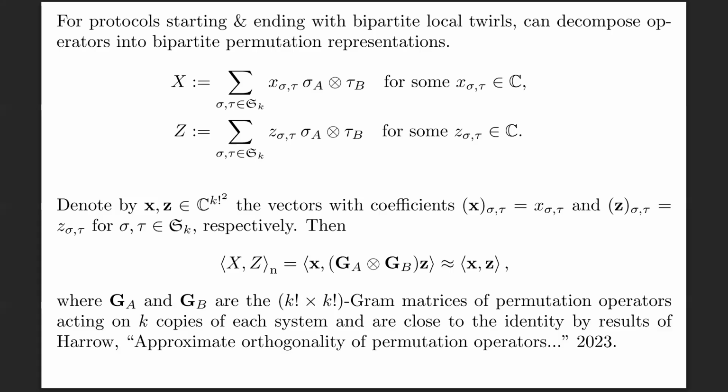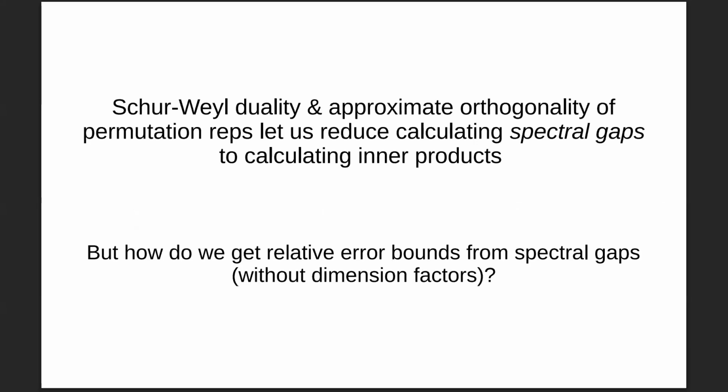And that's what allows us to say these G_A and G_B matrices are close to identity, and therefore, approximately, this is just the vector product. Crucially, that means we're forgetting all of the structure that was in those unitary irreps. We're only going to remember the k-fold permutation representations of operators. So we've reduced calculating the spectral gaps to calculating these inner products in an effectively much smaller space. It only knows about this k-fold permutation information.